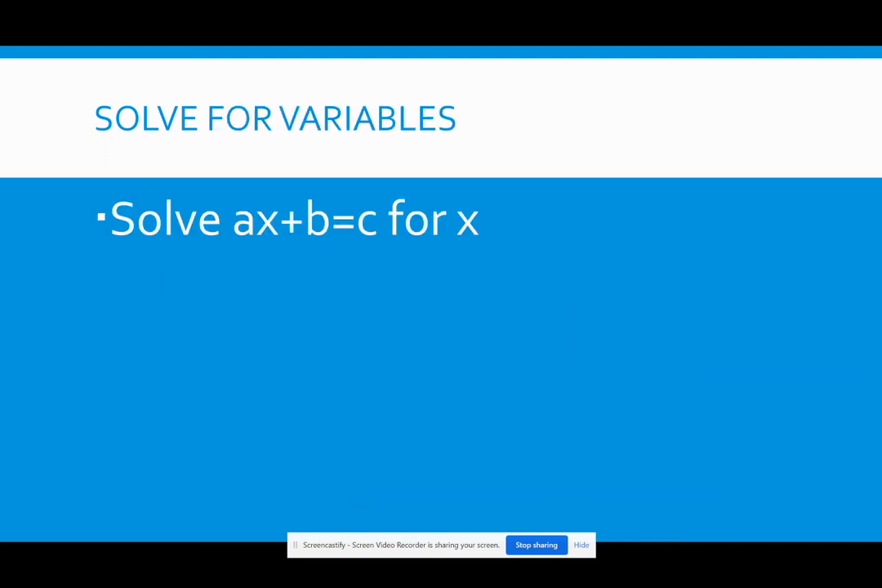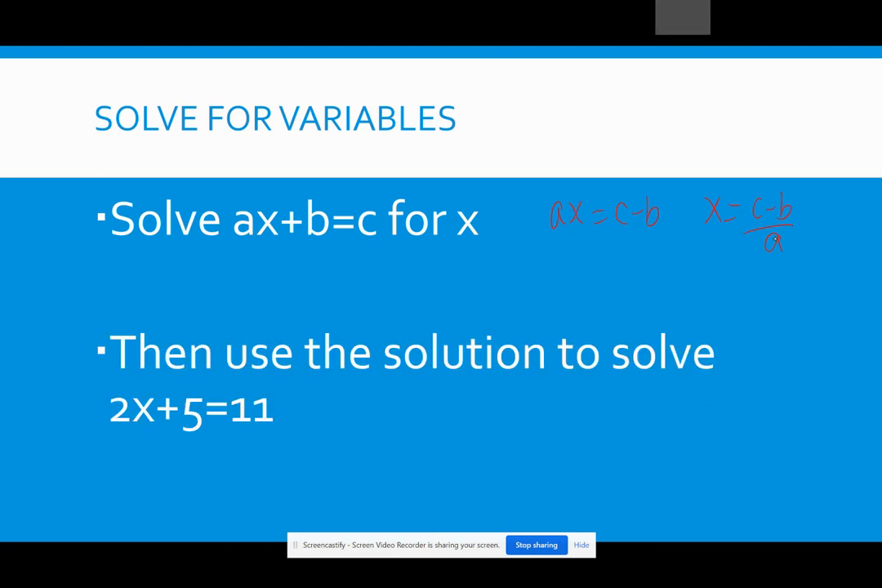Now once again, we're solving for variables, but we're going to use this and apply it to other problems. So I want to solve for x. So normally, like we do, we subtract or add. In this case, we're going to subtract over b because there's an addition sign. So I get ax equals c minus b. Then I divide both sides by a. So I get x equals c minus b divided by a.